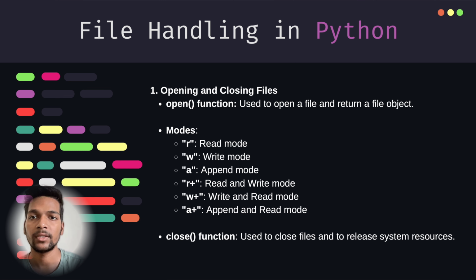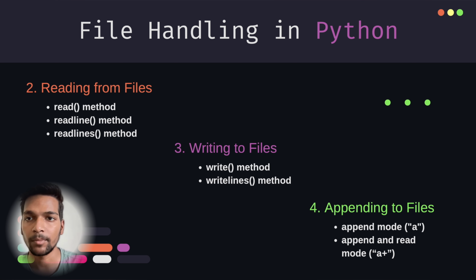Okay, so after the operations are done, we can close the file using the close function. Let's learn about the methods of reading and writing to files. We have different methods for reading a file. We can use the read method, which just reads the file. The readline method is used to read only a single line from a file. The readlines method is used to read multiple lines from a file.